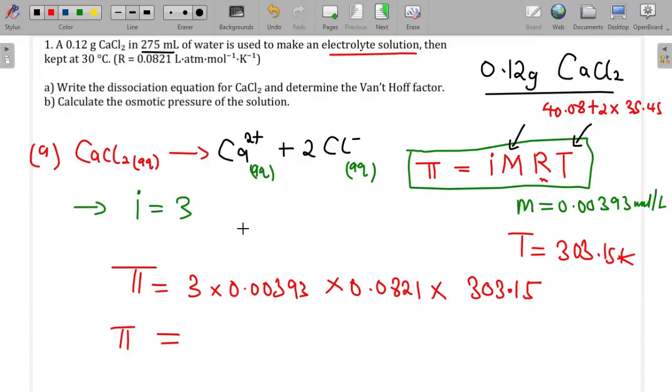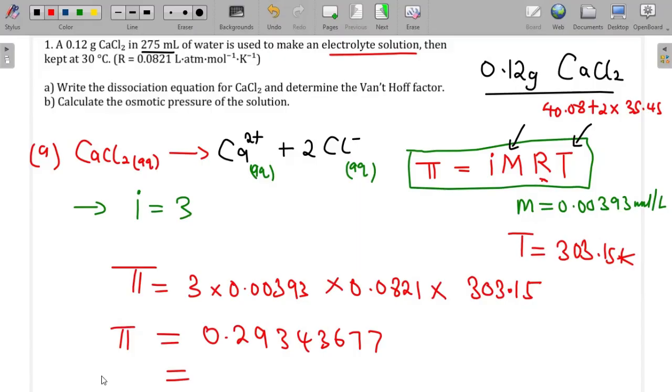Okay, let me do that again. So I have 303.15 multiplied by 0.0821 multiplied by 0.00393 multiplied by 3. So that gives me this number, 0.29343677. Okay, so now you look at the actual number that you started with.